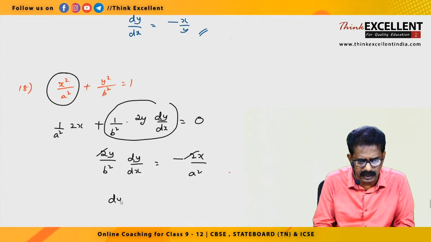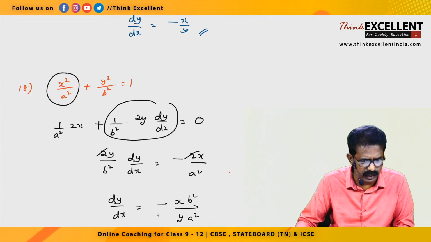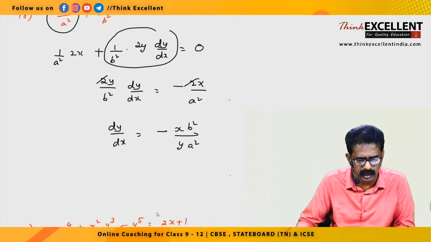So dy by dx equal to minus, the b square will go that side. So the numerator will go, minus x b square by y in the denominator, a square y. Okay, so this is dy by dx. You can write it as minus b square x by a square y.